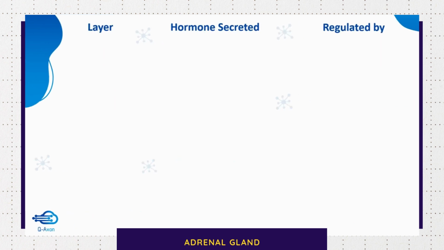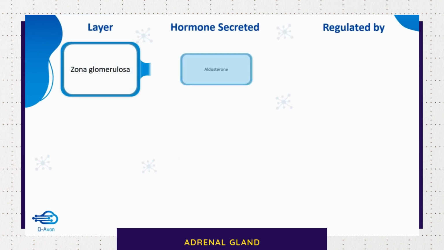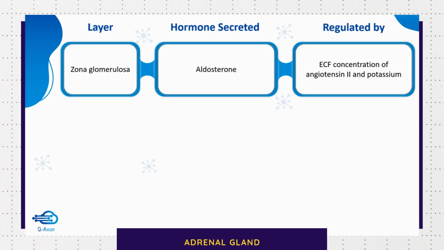Adrenal cortex has three layers. We are now going to see the different hormones secreted and how they are regulated. Zona glomerulosa secretes a hormone called aldosterone. This aldosterone is regulated by extracellular fluid concentration of angiotensin II and potassium.